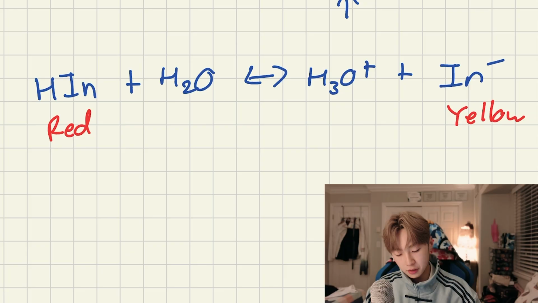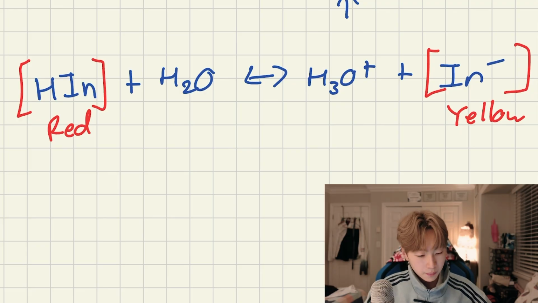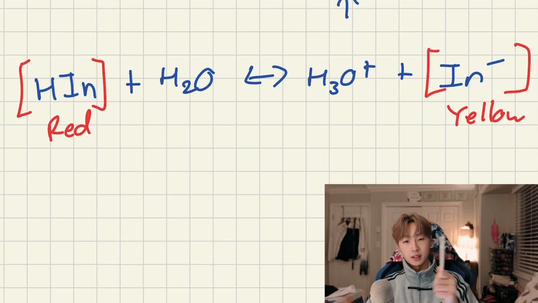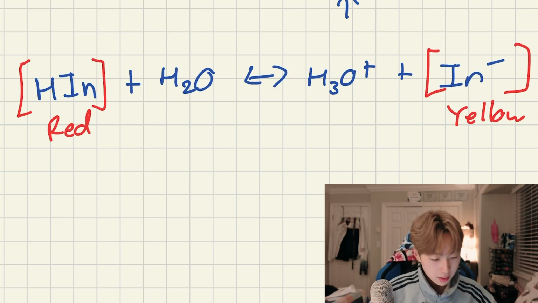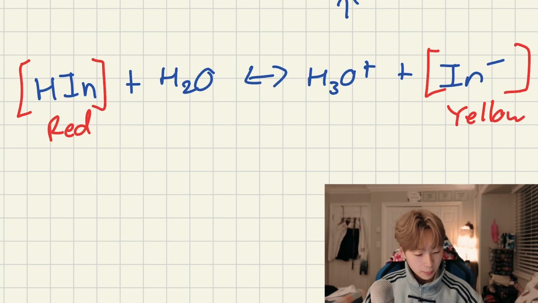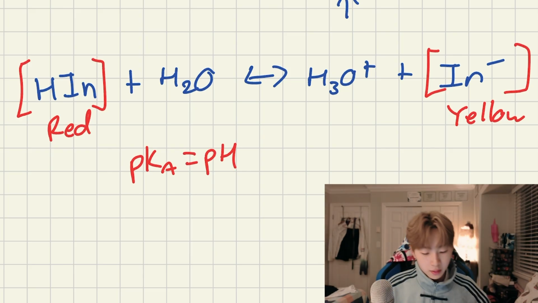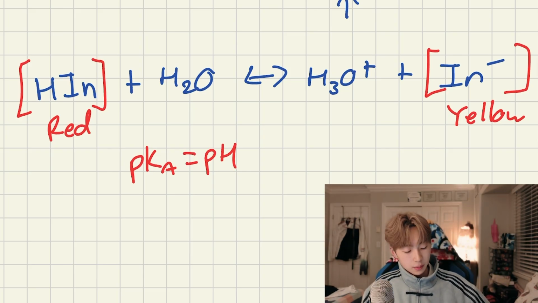Now when the concentration of our indicator is the same as the conjugate base concentration, that's called the transition point of the indicator. That means you're right in the middle and you're transitioning between the two colors. And what's cool about this is at the transition point, your pKa is going to be equal to your pH. And you could use this trick in different scenarios.